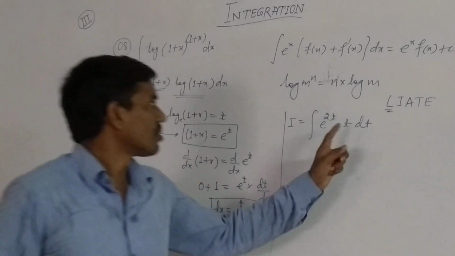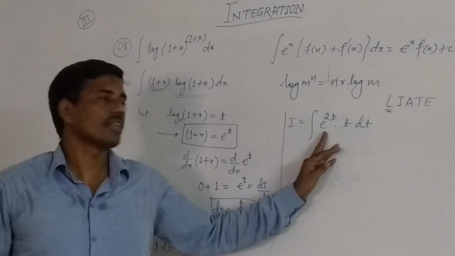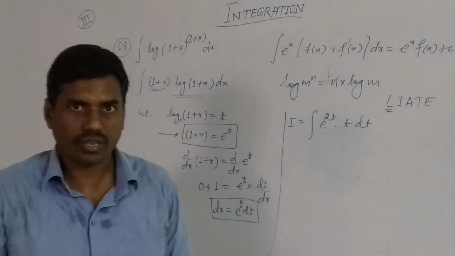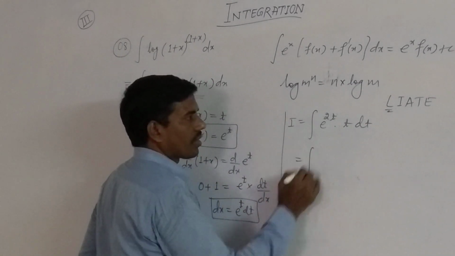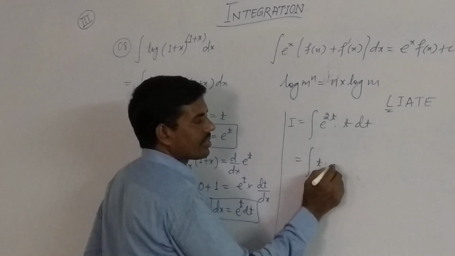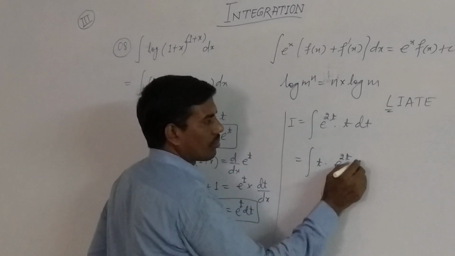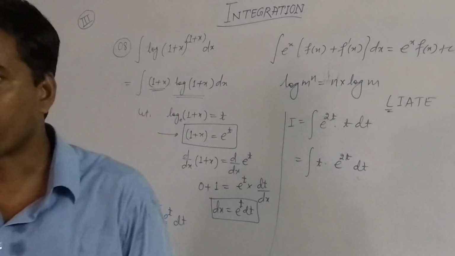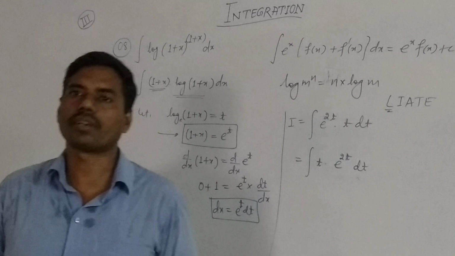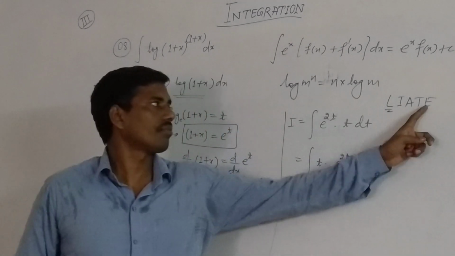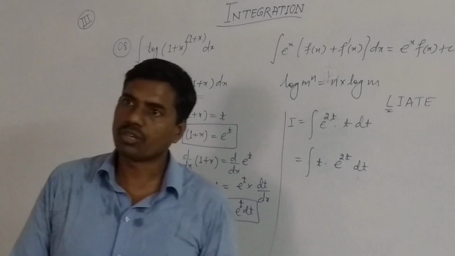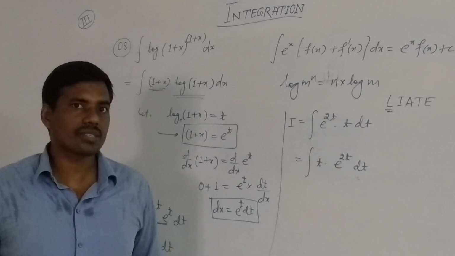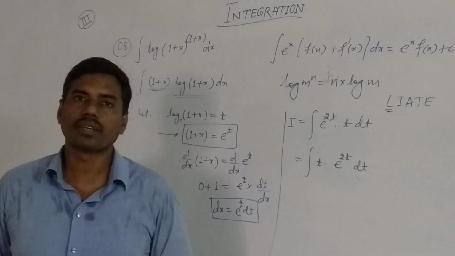Okay, since e to the power 2t is an exponential function and t is our algebraic function, their order is changed. That is, first should be t and second one is e to the power 2t dt. Clear? First we get the algebraic function, then trigonometric, then exponential. That is u into v. u is considered as t and v should be considered e to the power 2t dt.